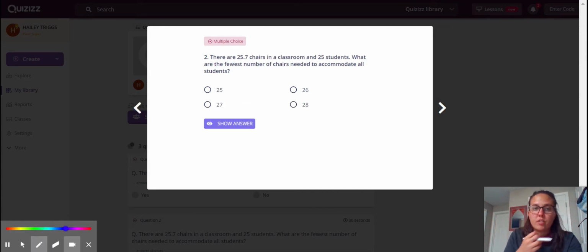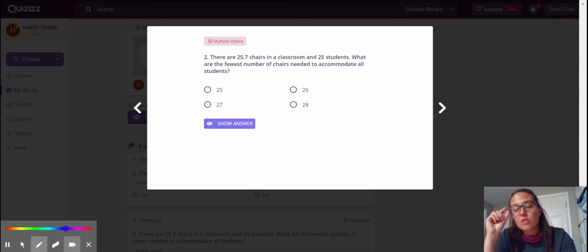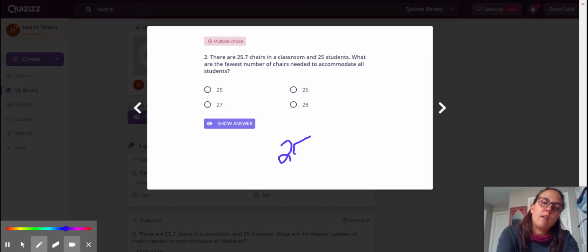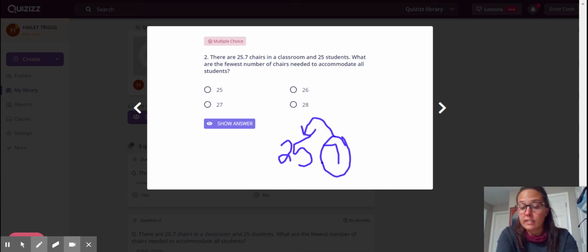There are 25.7 chairs in a classroom and 25 students. What are the fewest number of chairs needed to accommodate all students? Well, there's 25 students, so we only need 25 chairs. So in this case, sometimes it's confusing because people want to round up. They see 25.7 and immediately say, oh, I should round this up, right? Because that's how we round.